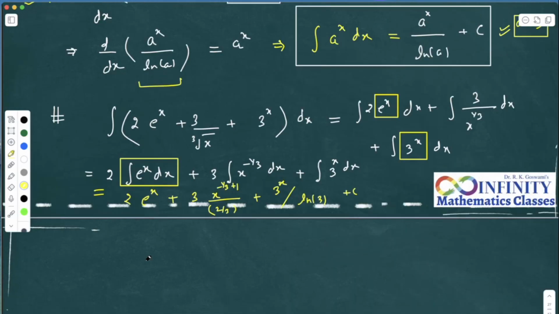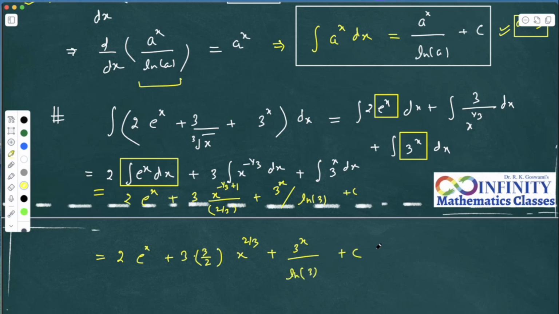Now just write down in a final format and you're done with it. It is 2 exponent x plus 3 times, whatever is in the denominator, multiply by the reciprocal of that, that is 3 by 2. What it should be? It is 3 power x upon ln 3. I will keep it as it is only. And plus c, this is what your integration is. If there is something you can simplify, like this term, it is a minor term, maybe you can do it without any issue.